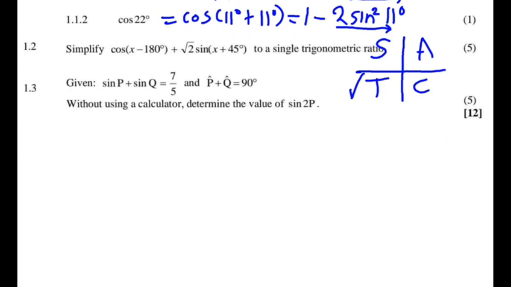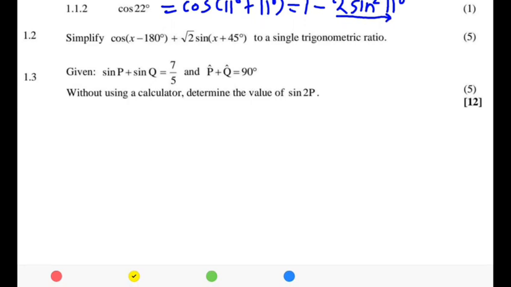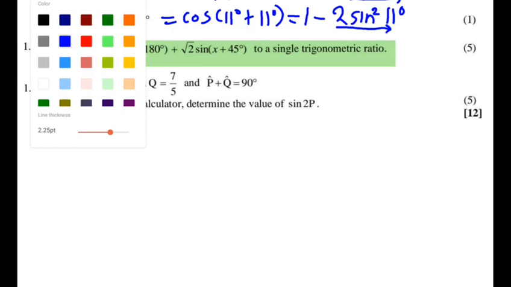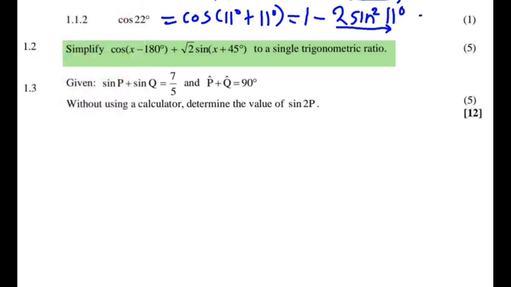Now, 1.3, we're asked to simplify to a single trigonometric ratio. So let's focus on that question. Now the cos of x minus 180 degrees, where is that angle going to be?